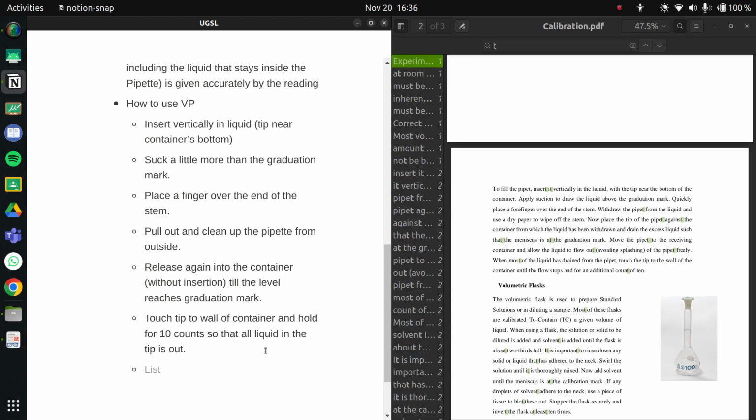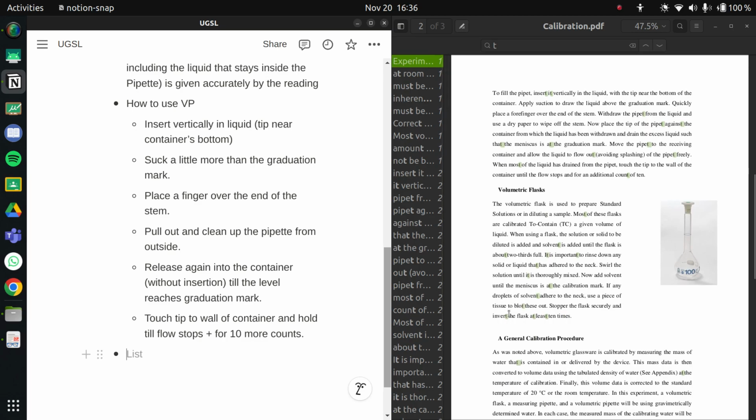Cool. This is very similar to something else, but yeah, we shouldn't really think about that. Right. So liquid has drained from the pipette. Touch the tip to the wall of the container until the flow stops. Oh, okay. And hold, okay, till the flow stops, plus for 10 more counts. Sure, that's fine. Okay, so that's just volumetric pipettes.